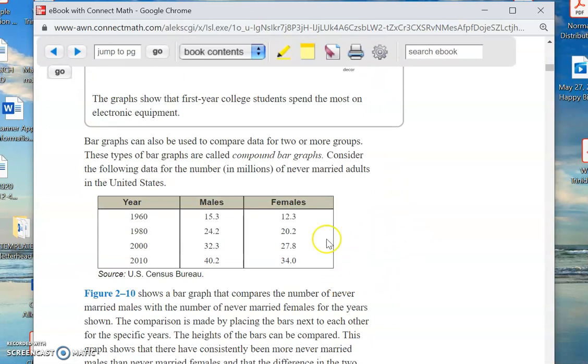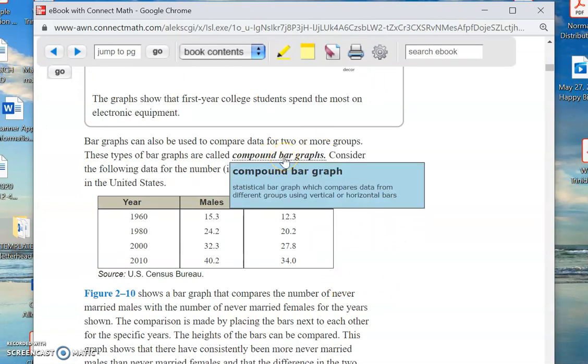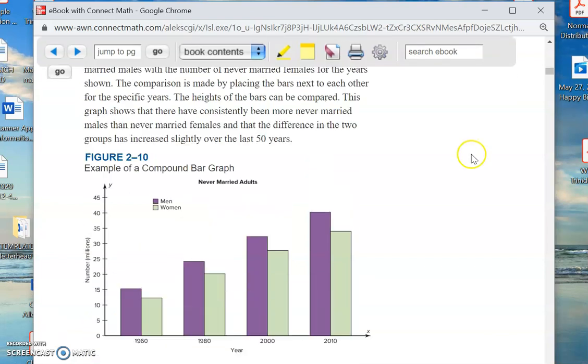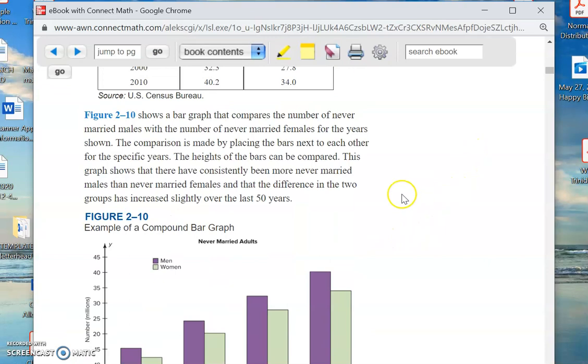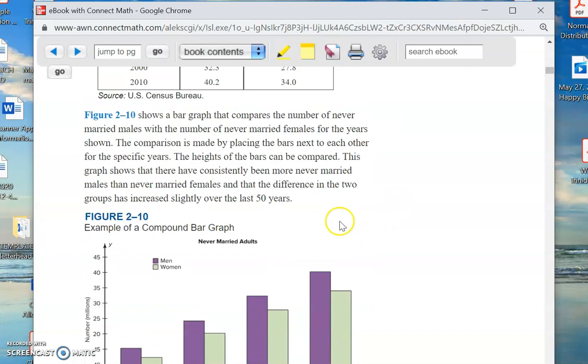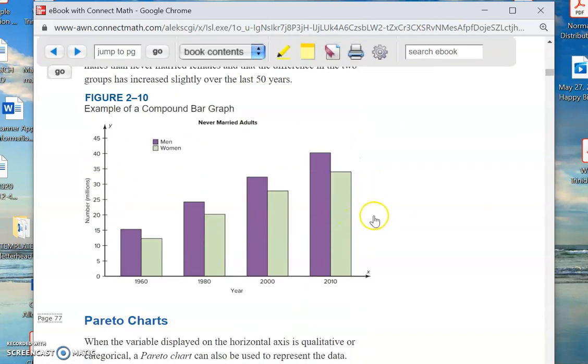This is a compound bar graph, which compares one year to the next, as an example. Here it is by gender. We're talking about 1960, 1980, 2000, and we're talking about men and women. The y-axis is the actual data values. In this particular case, we're talking about never married. So people that have never been married. If you've been married and now you're divorced, you're not in this category. Never married means never married.